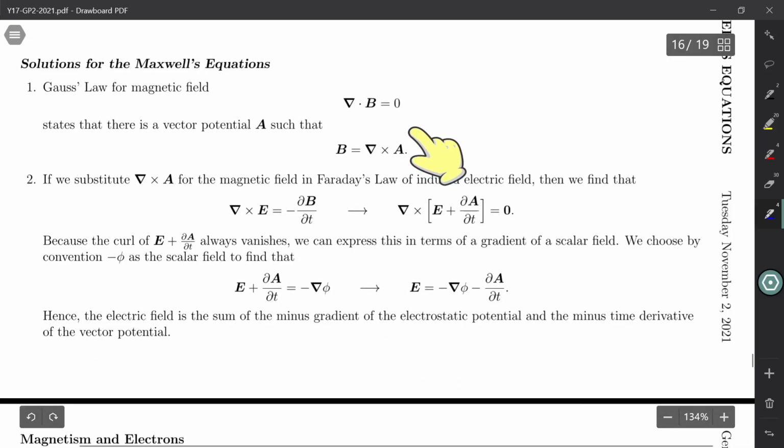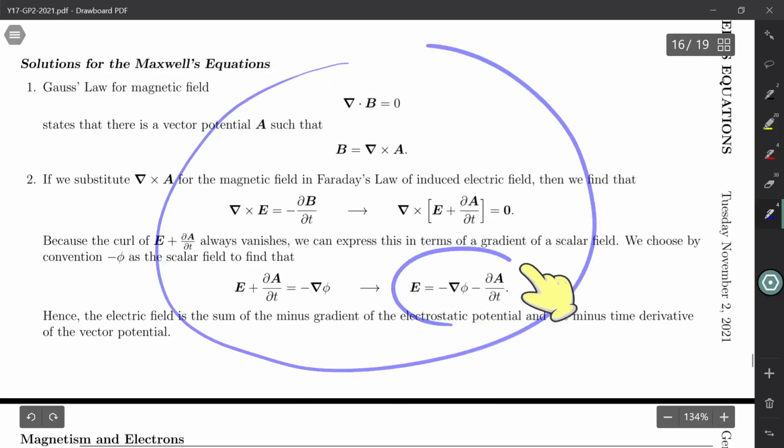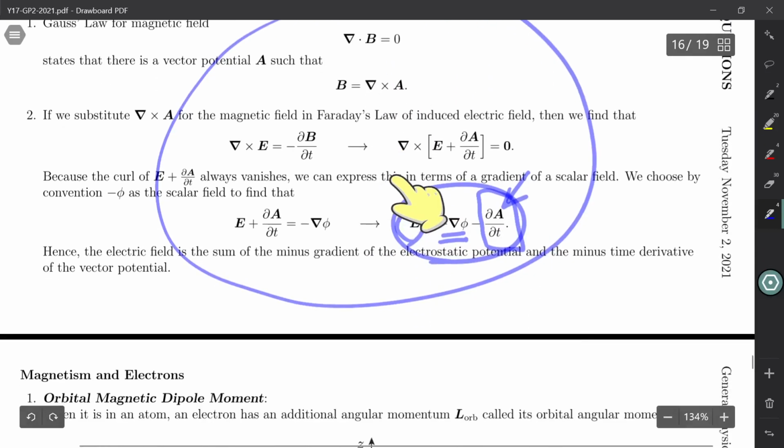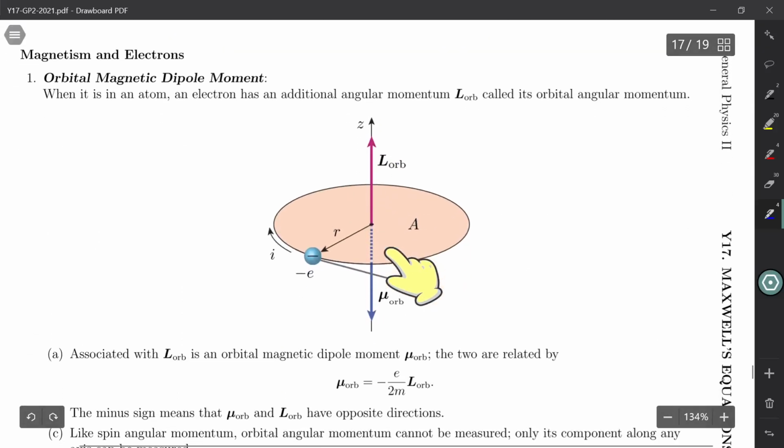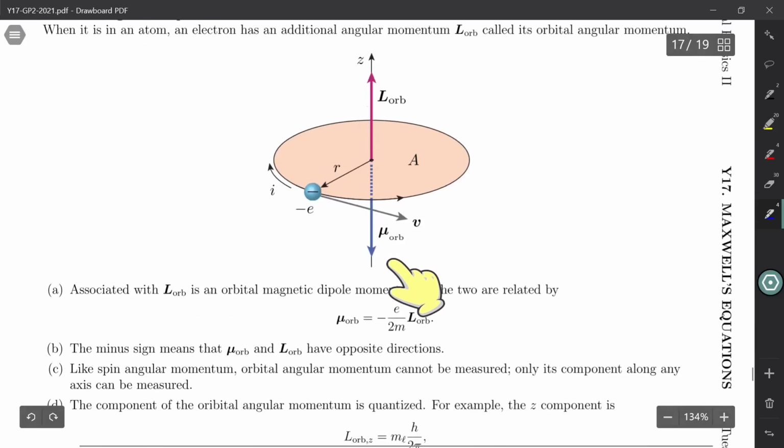This is an advanced topic. You can go ahead and find out that the electric field due to the changing magnetic field can be included in the electrostatic potential and the vector potential A. The changing magnetic field produces an electric field that is due to the vector potential A. And the magnetic field is always expressed in terms of the curl of a vector potential. Later we will study this in quantum mechanics, where it will help.